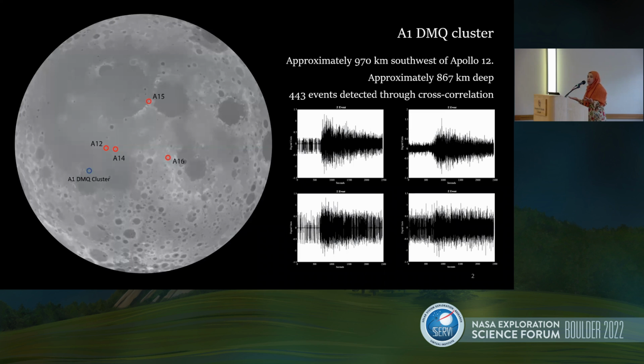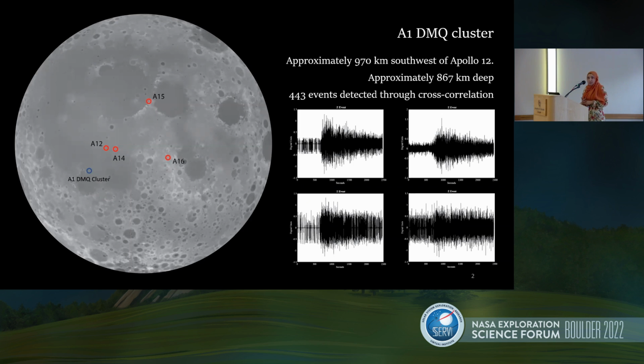And I have some examples of the 443 events in this deep moonquake cluster. And as you can see, they're not very similar. They're similar, but they're not identical. There are changes in waveform shape, in rise time, in signal to noise ratio, in artifacts like bit swaps and glitches. So there are a lot of variations even within one cluster.